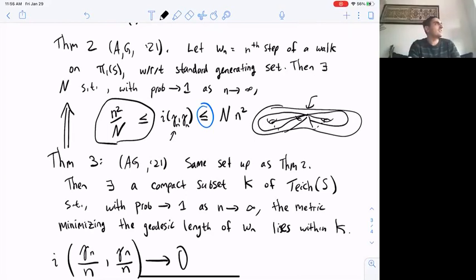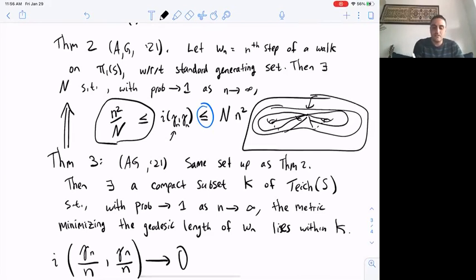No, I think theorem 3 can be strengthened to say there exists a point in Teichmuller space instead of there exists a compact set in Teichmuller space. I just can't prove that version, so I didn't write it. But heuristically, the metric in Teichmuller space that length minimizes curves along this walk should be the metric in Teichmuller space that length minimizes the rows that you chose in the very beginning in order to set up the entire model.